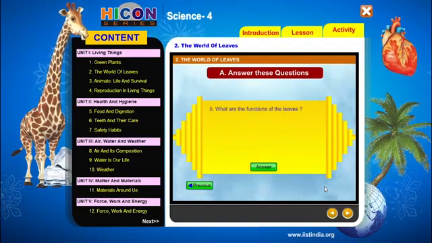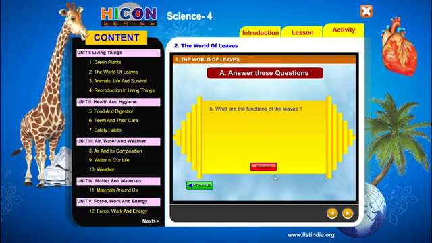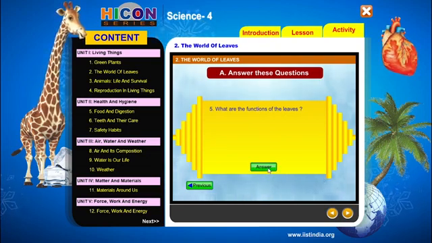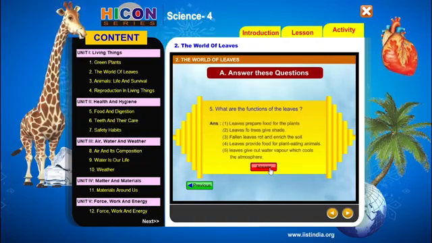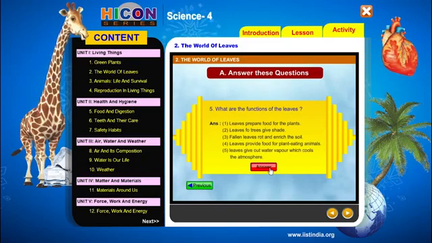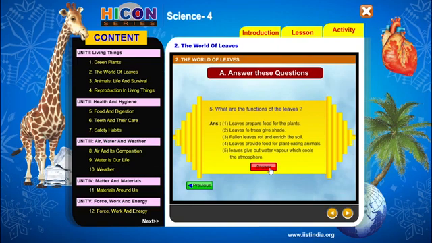The fifth question is, what are the functions of the leaves? The answer for this question is, so children see, most of the functions of the leaves are given. So there are 5 functions given.